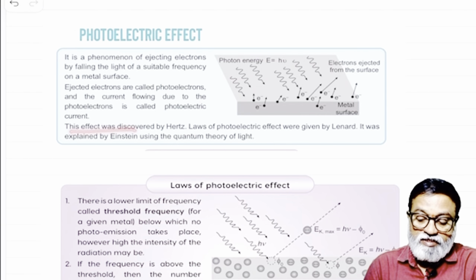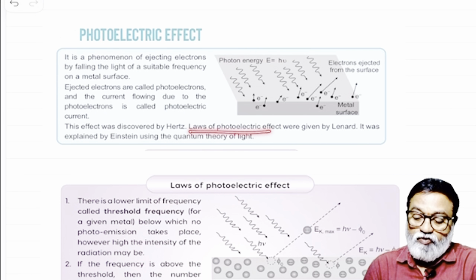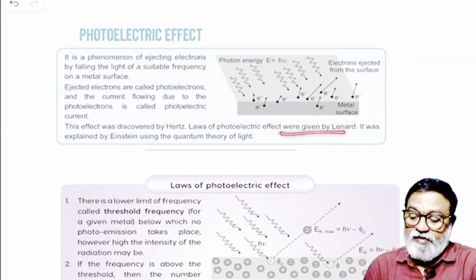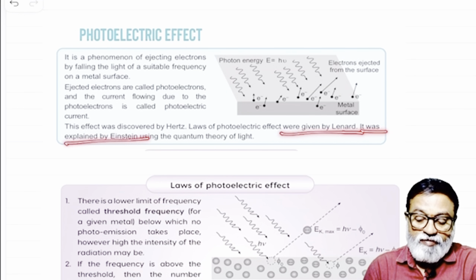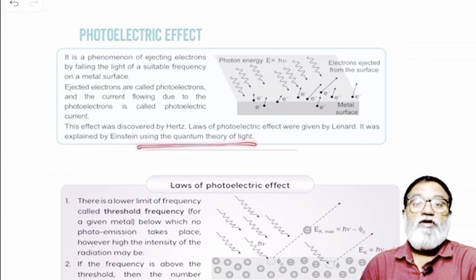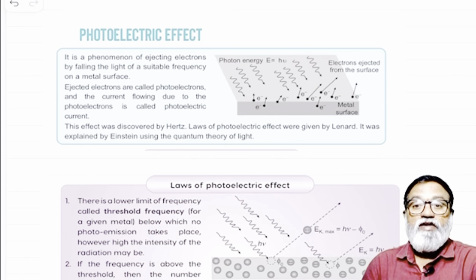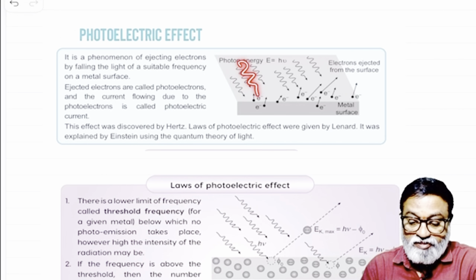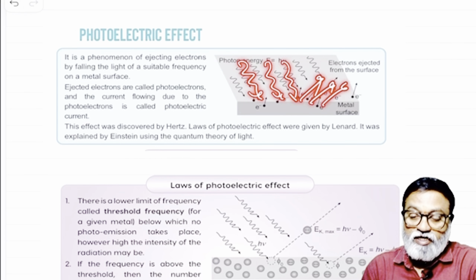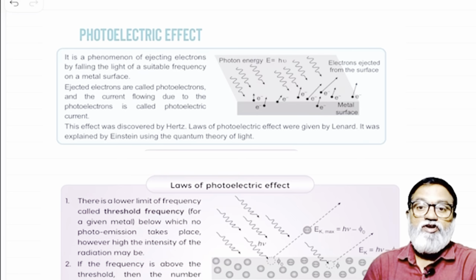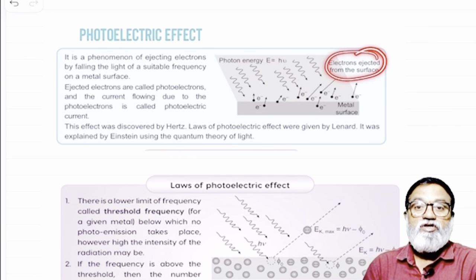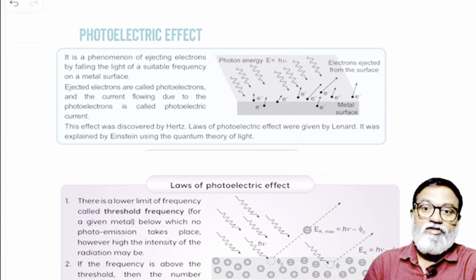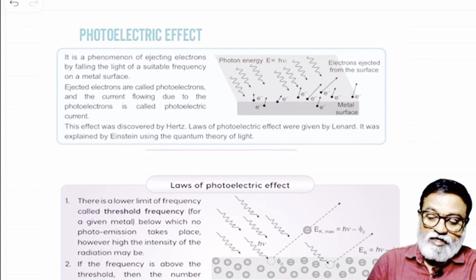This effect was discovered by Hertz. Laws of photoelectric effect were given by Lenard. It was explained by Einstein using the quantum theory of light. Whenever light of suitable frequency is incident on a photosensitive metal, electrons are ejected from this metal. This phenomenon is called the photoelectric effect, and the ejected electrons are called photoelectrons, and the current due to these ejected electrons is called photoelectric current.